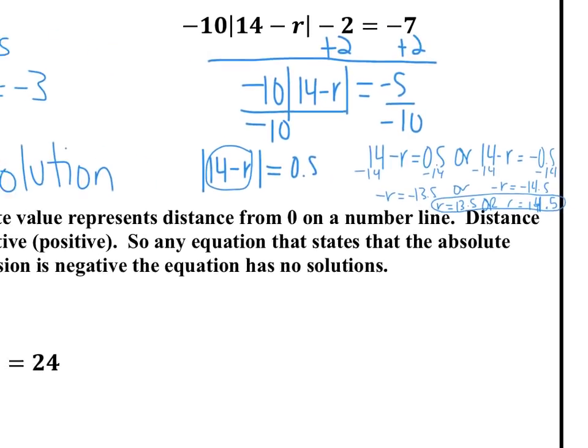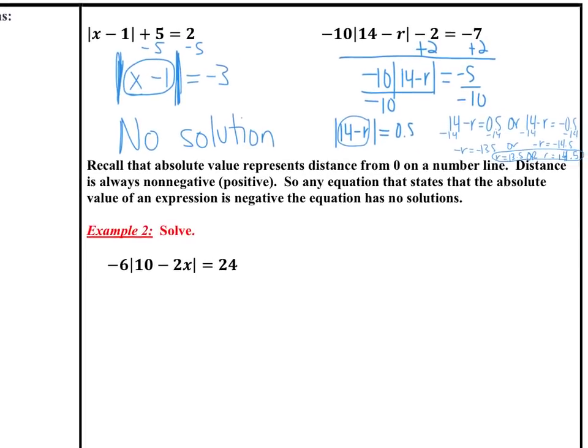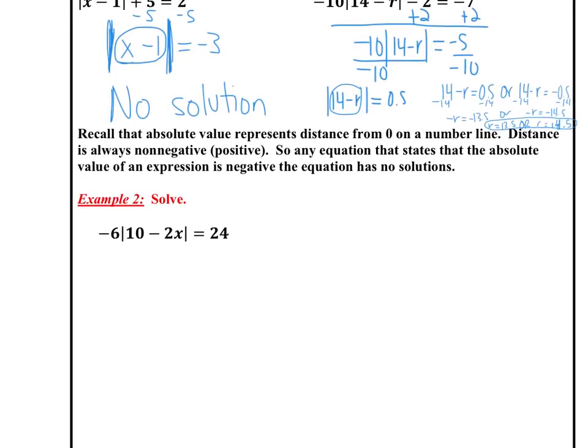Let's look at our last question here. It says, remember that absolute value represents distance from 0 on a number line. Distance is always non-negative or positive. So any equation that states that the absolute value is negative has no solutions. So this is referring to the problem on the left that we just did. Here's our last one.